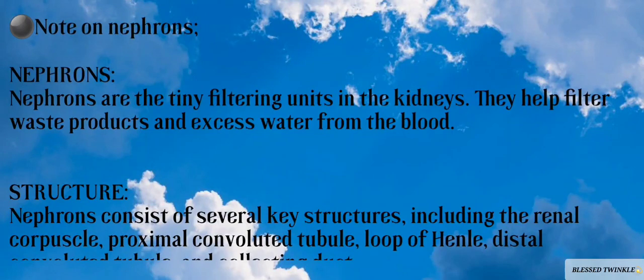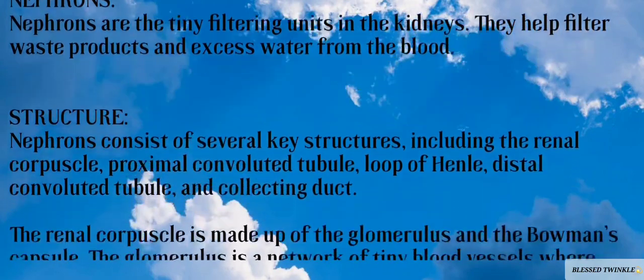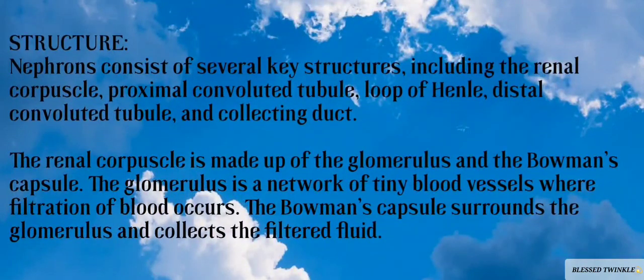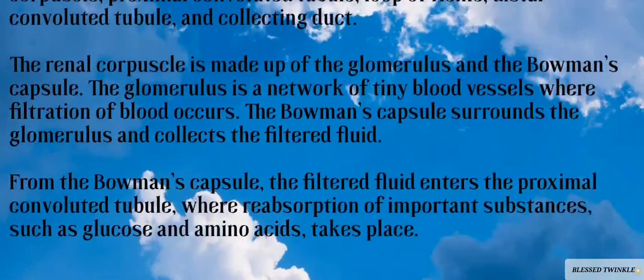Now we have nephrons, which are the tiny filtering units in the kidney. They help to filter waste products and excess water from the blood. They consist of many components, and we are going to discuss each and every component in this video. First of all, we are going to discuss the structure. It consists of the renal corpuscle, loop of Henle, distal convoluted tubule, proximal convoluted tubule, and collecting duct. Starting from the renal corpuscle.